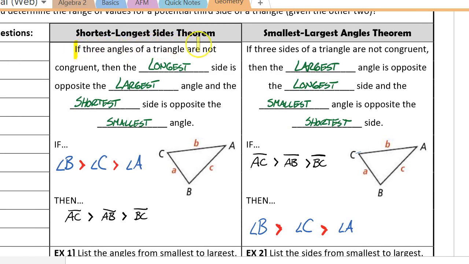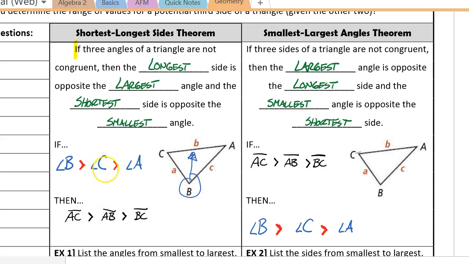If 3 angles of a triangle are not congruent, then the longest side is opposite the largest angle, and the shortest side is opposite the smallest angle. Well, what that means is if I know 3 angle measures, and there is a clear biggest, middle, and smallest angle, that means that the biggest side is going to be opposite my biggest angle. So if this is angle B, the side directly opposite this is side AC. That's going to be my biggest side.